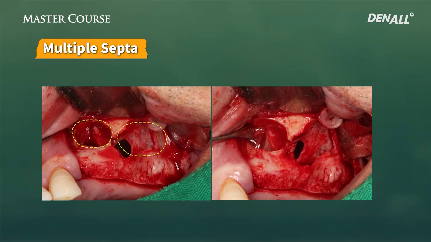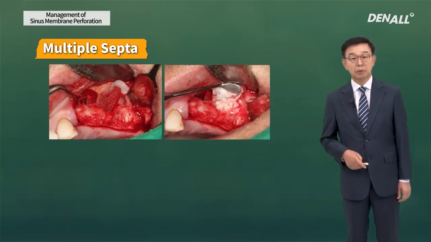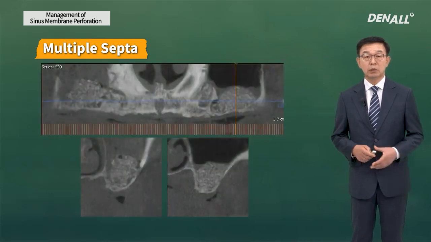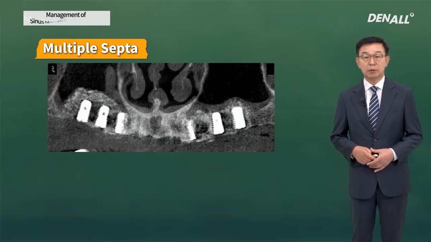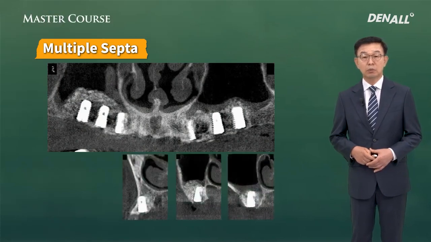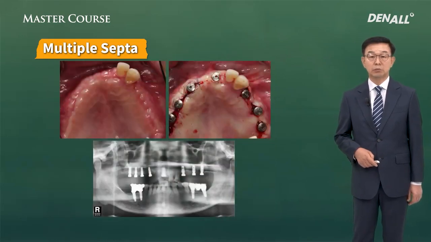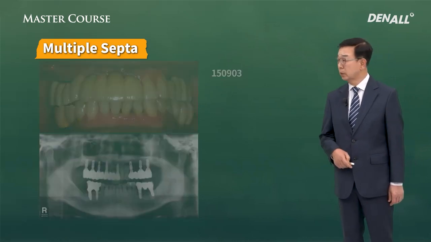As you do with one window, sinus lift was done, resorbable membrane was positioned, bone graft was done. This is post-op image. Secondary surgery was done to place the implants, and you can see that good results have been achieved. You can see that it is well maintained after final prosthesis delivery.